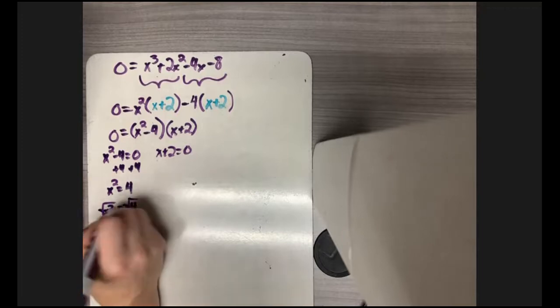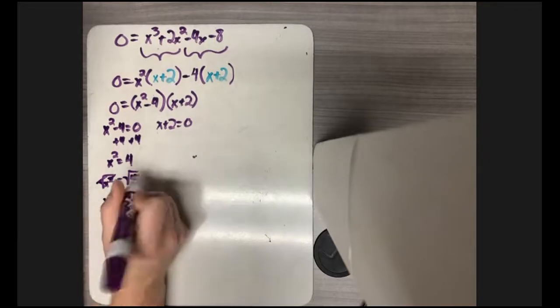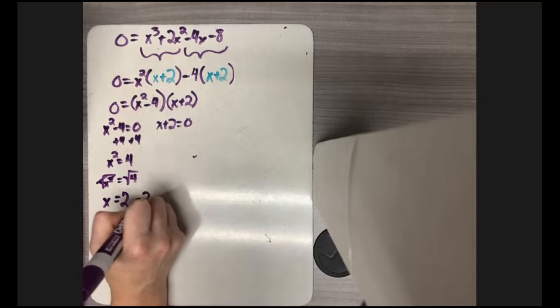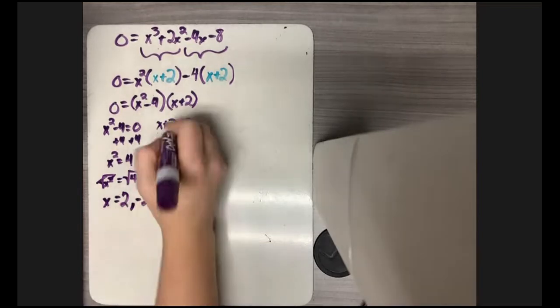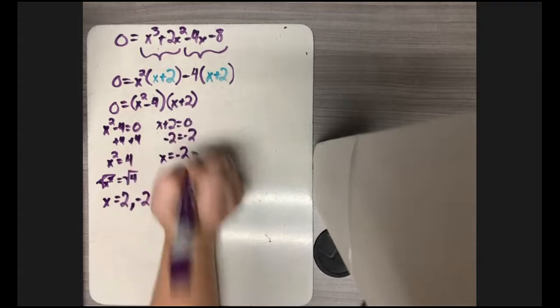And again, since we brought in the square root, we have to bring in a plus and a minus. The square root of 4 is 2. So I'm going to have positive 2 and negative 2 as solutions. Up here, I'm going to subtract 2. So I've got negative 2.